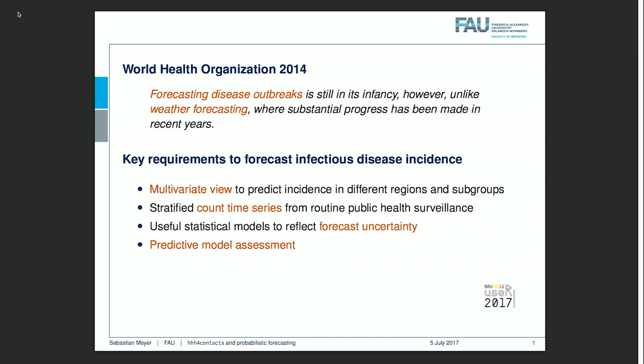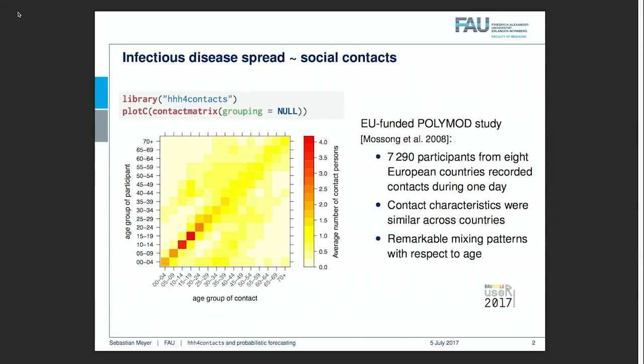So now I will first sketch the different dimensions of infectious disease spread before applying a specific model to norovirus gastroenteritis in Berlin. This application is contained in an R package, which is on CRAN now. It's called hhh4contacts, and you can use this package to reproduce some of the results presented here. I won't show all the code.